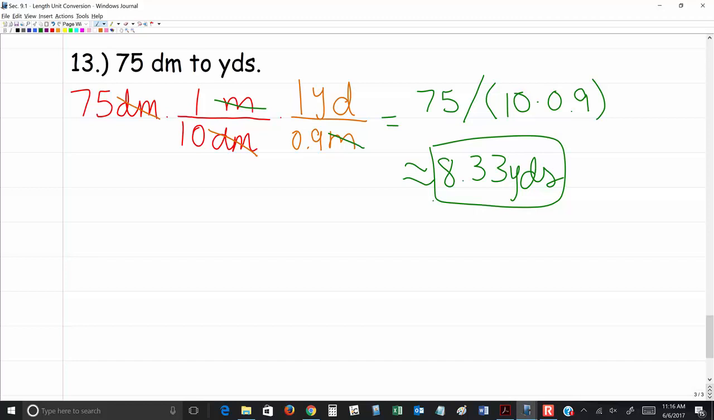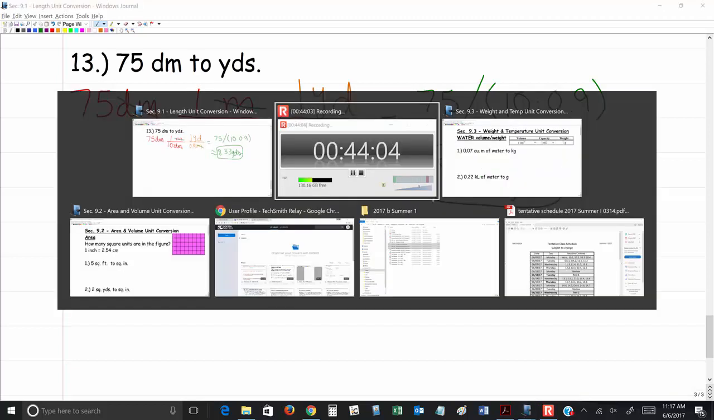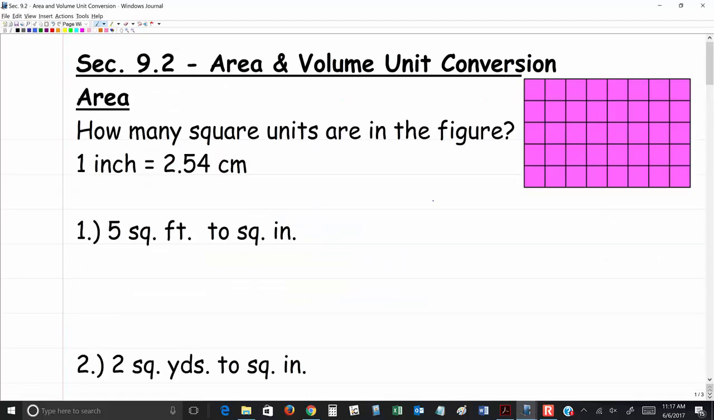I'll be here. Okay. Any other questions before we move on? All right, so we're going to go ahead and move on to 9.2, which is about area and volume unit conversion.